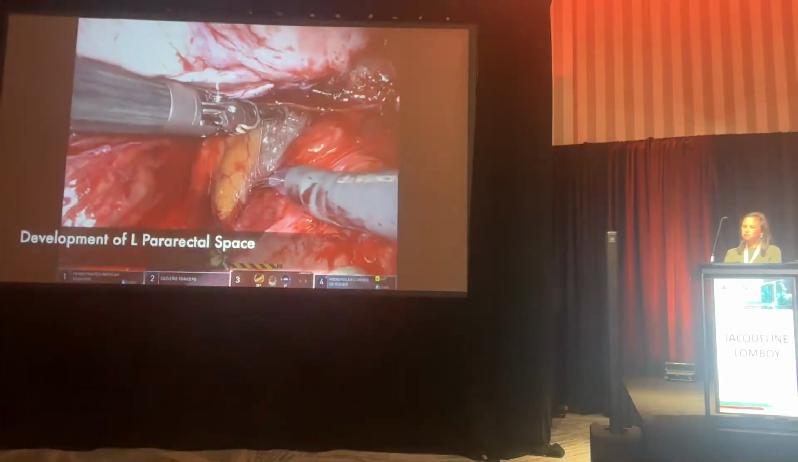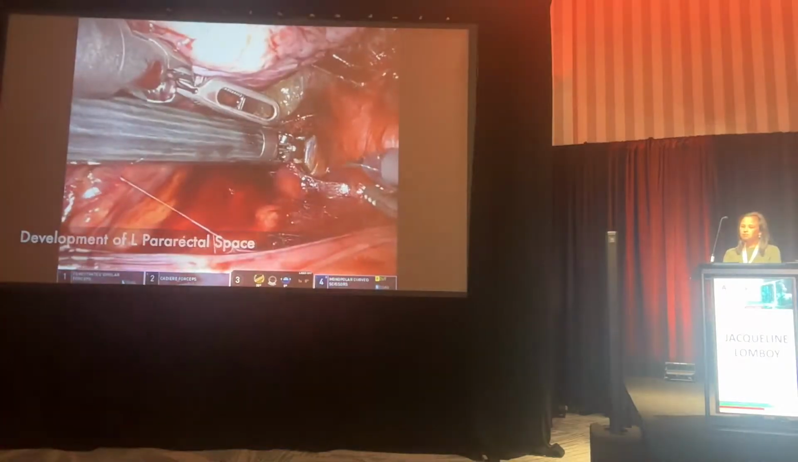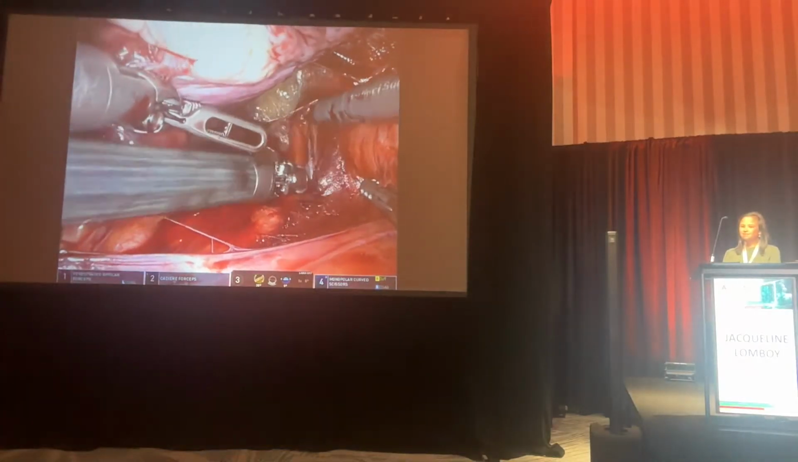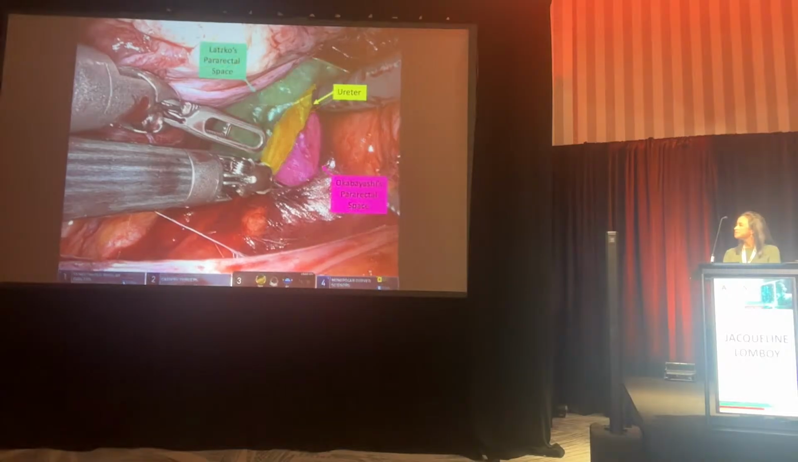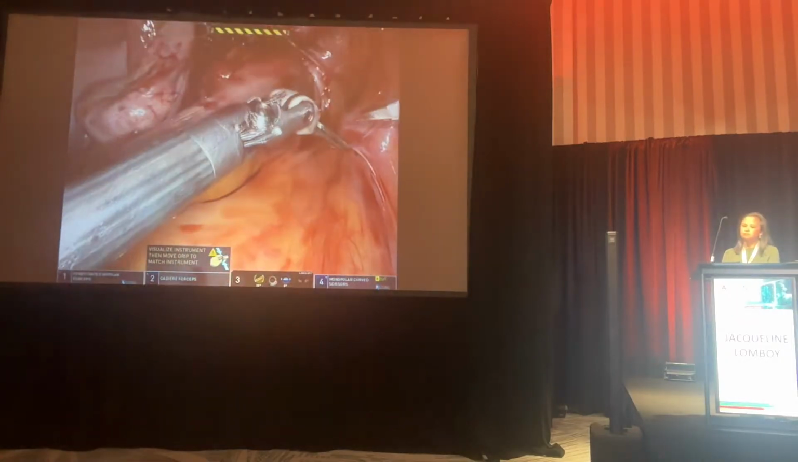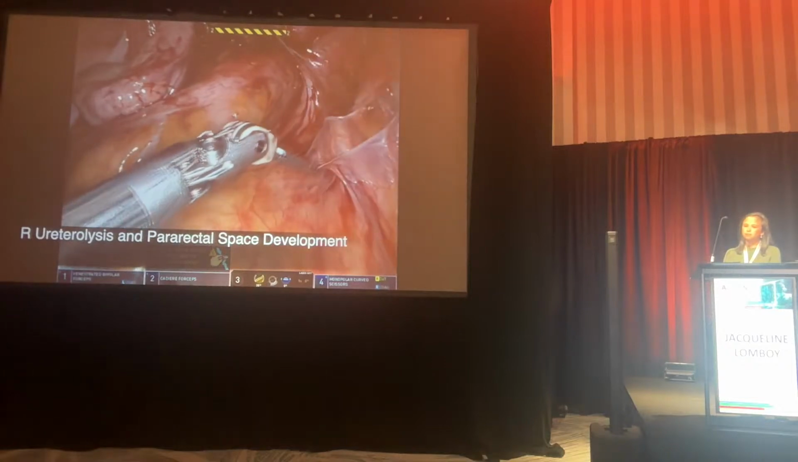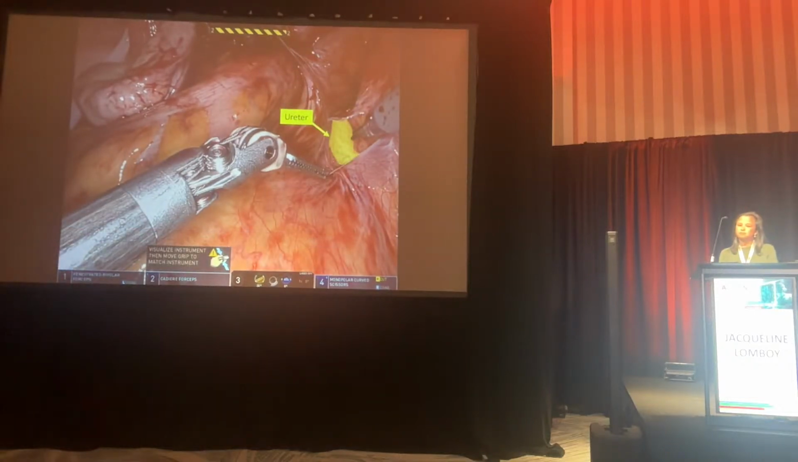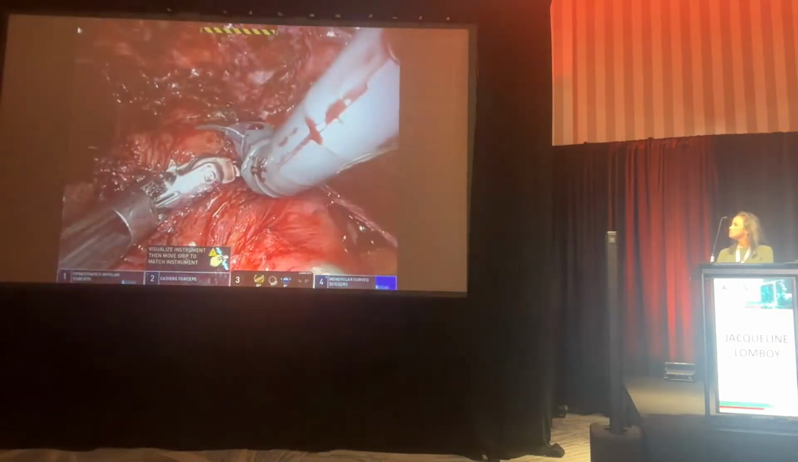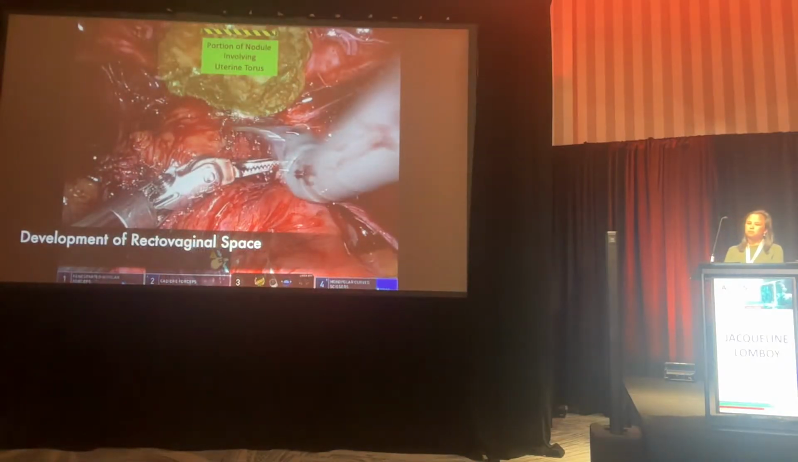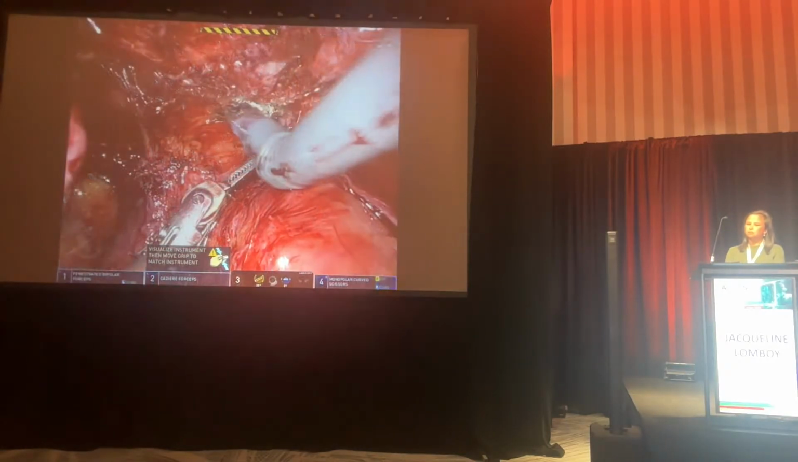Next, we used blunt and sharp dissection for development of the perirectal space to aid in isolation of the bowel nodule. Energy is used sparingly to minimize the risk of thermal injury to the nearby bowel and ureter. Ureteral lysis and development of the perirectal space was then performed on the opposite side using the same techniques. After developing both perirectal spaces, dissection was extended medially to develop the rectovaginal space.